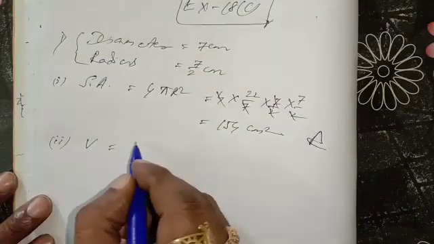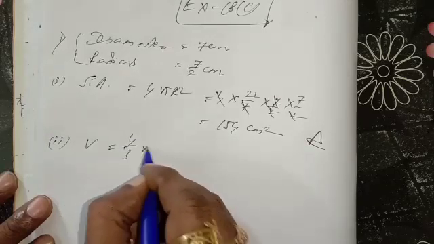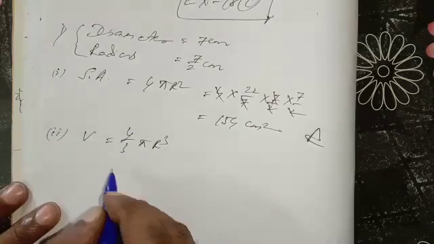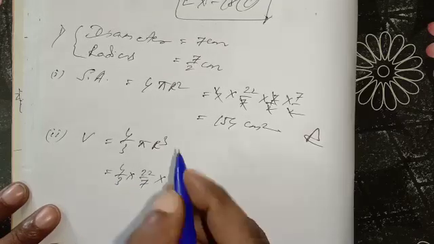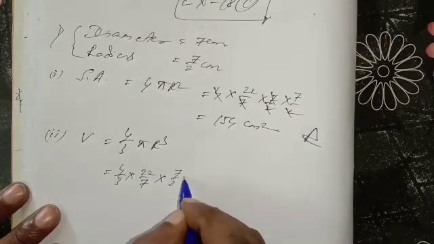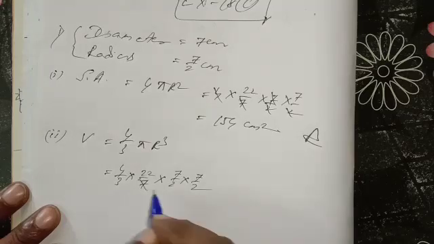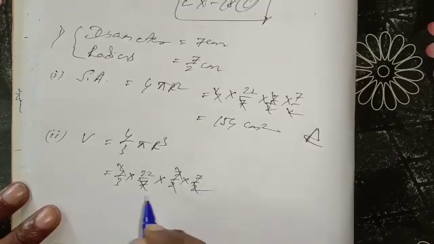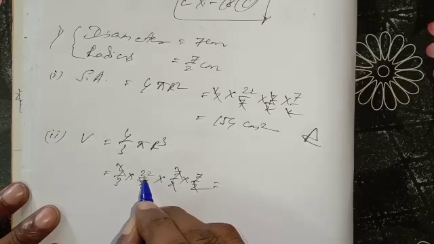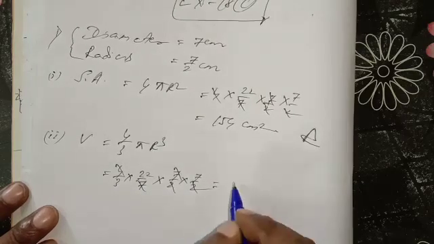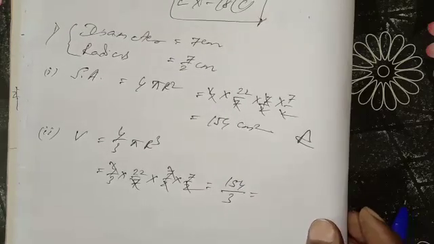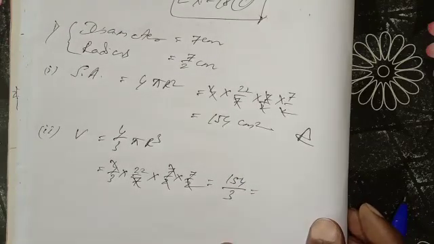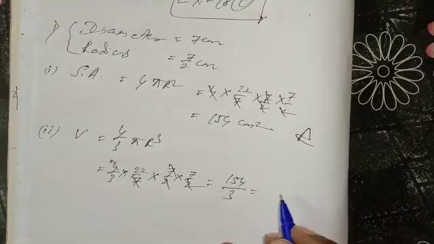How to find volume? Volume formula is 4 by 3 pi r cube. 4 by 3 pi means 22 by 7. Radius is 7 by 2, 7 by 2 into 7 by 2. 7 cancels, 2 to the 4 cancels. How much are you getting? 22 times 7, that is 154 by 3. You have to make a mixed fraction or decimal. 154 by 3, how much is coming?